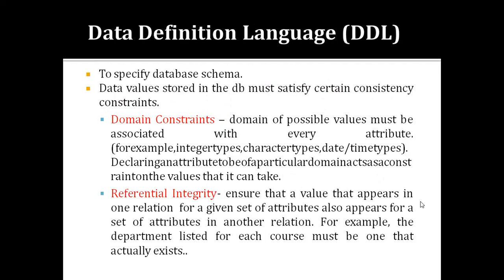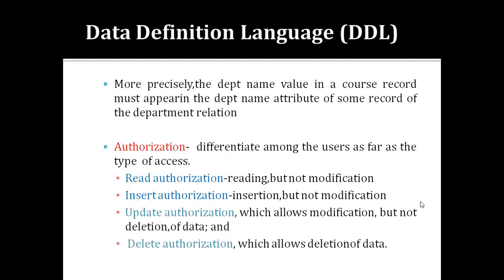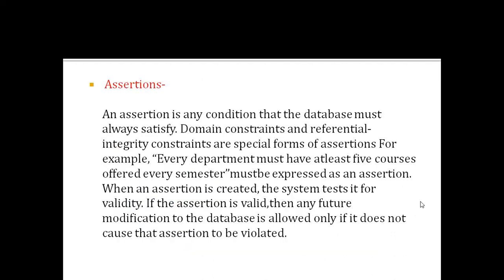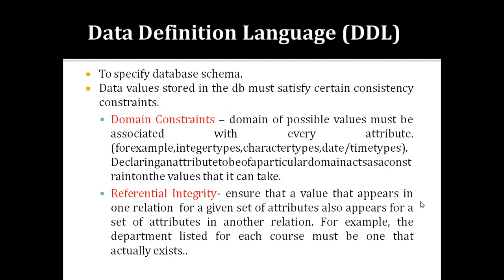After that, we learn that the data values stored in the database must satisfy certain consistency constraints. We have already seen the types of constraints: domain constraints, referential integrity, authorization, and assertion. What is a domain constraint? A domain of possible values must be associated with every attribute, for example integer type, character type, name type.